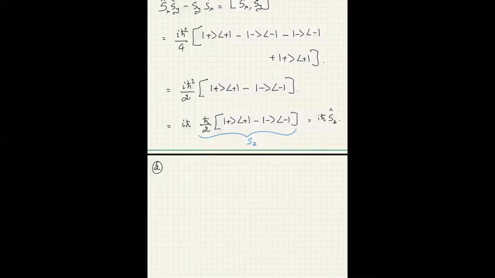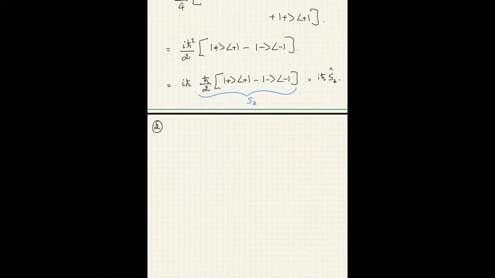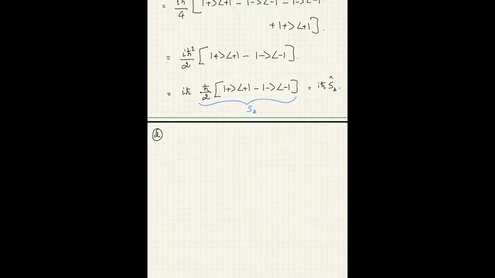For this state psi, compute the expectation values of Sx and Sx square. That is the question. I hope the question is clear. The state is an eigenstate of the Sz operator, and for this state we have to calculate the expectation value of Sx and Sx square.